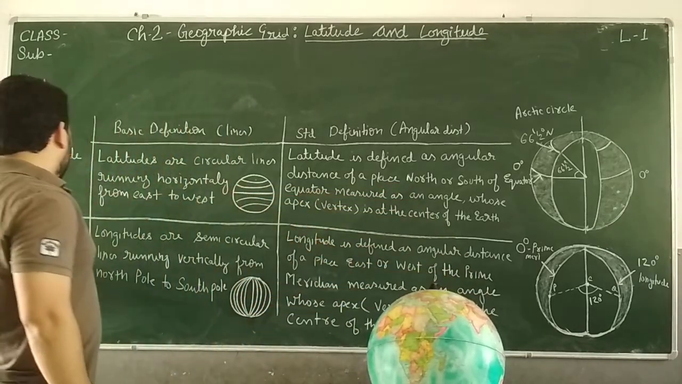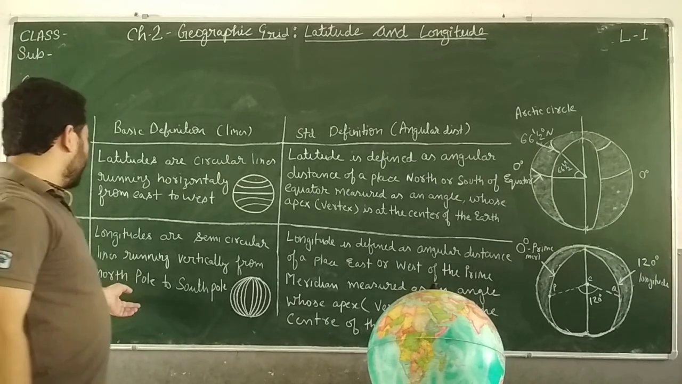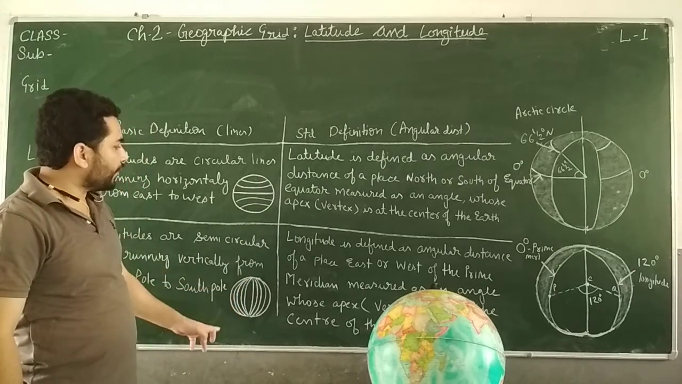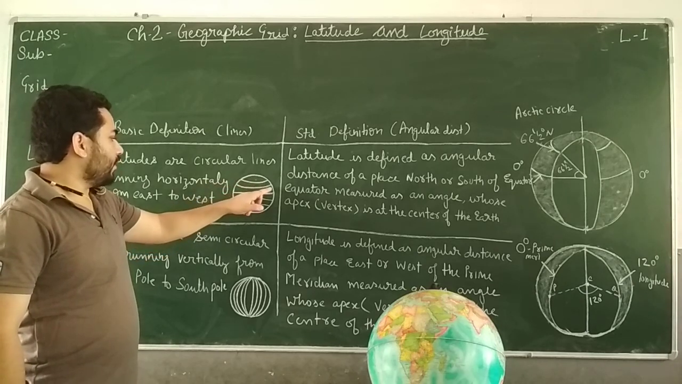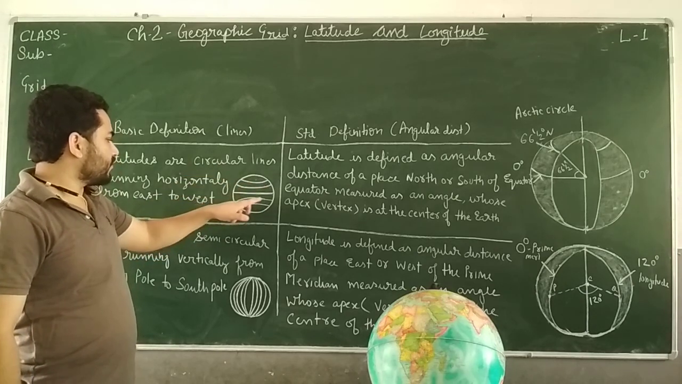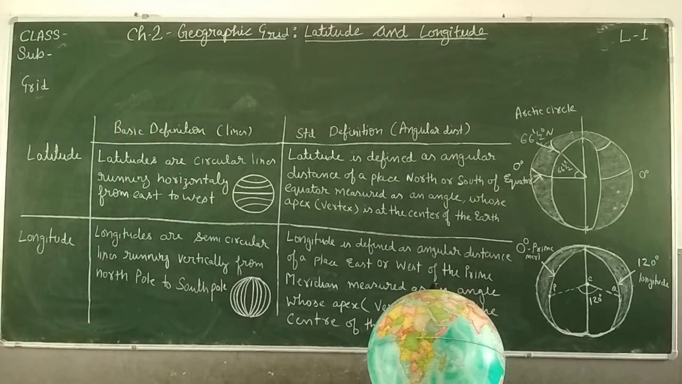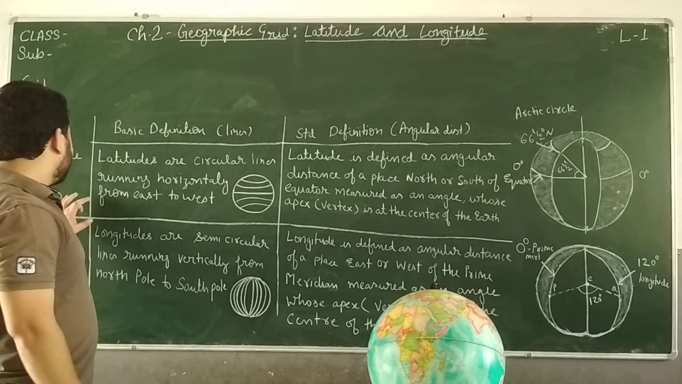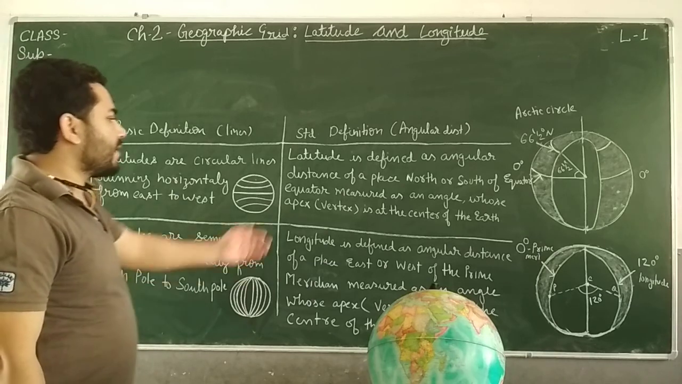Then second, longitudes are semicircular lines running vertically from north pole to south pole. These lines from north pole to south pole are called longitudes. And these lines running horizontally, from east to west this way, are called lines of latitude. So these two were the simple, basic definitions which we have been studying. So now we will not write this definition anymore. We will take the standard definition.